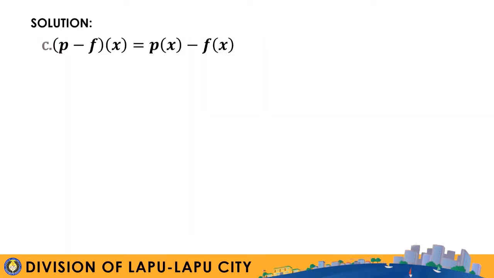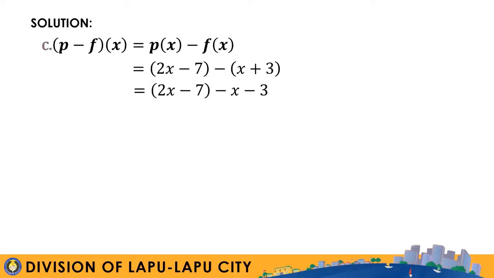Letter C, we have here the difference of functions p and f. P minus f of x equals p of x minus f of x. Substitute p of x and f of x. P of x is 2x minus 7, and f of x is x plus 3. So, 2x minus 7 minus x minus 3. Therefore, p minus f of x is x minus 10.